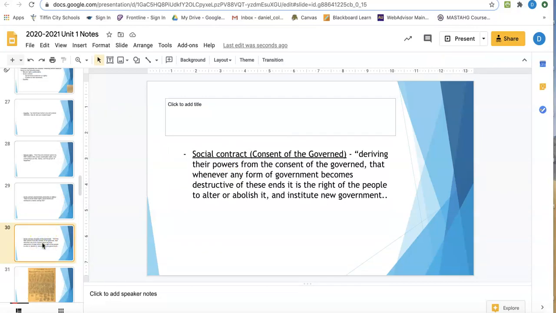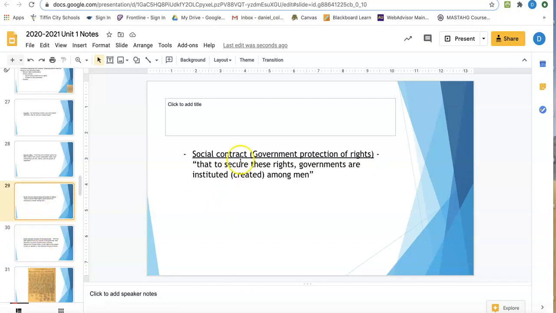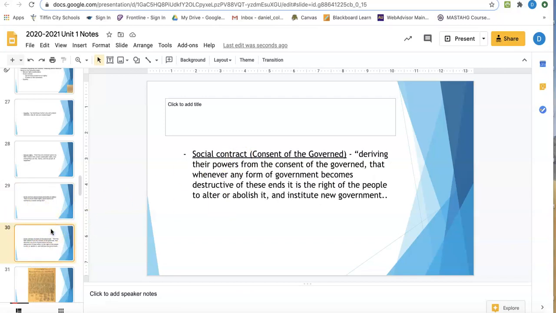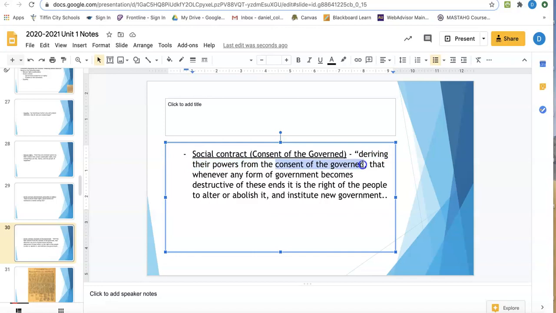Deriving their powers from the consent of the governed, that whenever any form of government becomes destructive of these ends, it is the right of the people to alter or abolish it and institute new government. He says that government is created to protect our rights, and that they get their power from the consent of the governed, from the permission of those they are governing, from us, the people. And that whenever any form of government becomes destructive of this, when they stop protecting our rights or just start destroying our rights, it is the right of the people to alter or abolish it, to change it or to get rid of it, and to institute a new government.